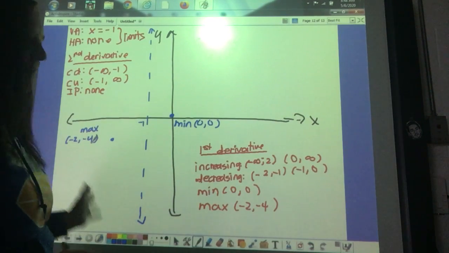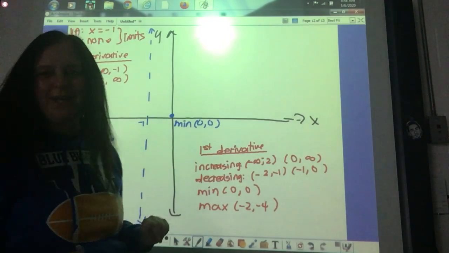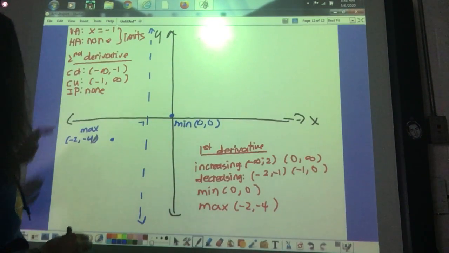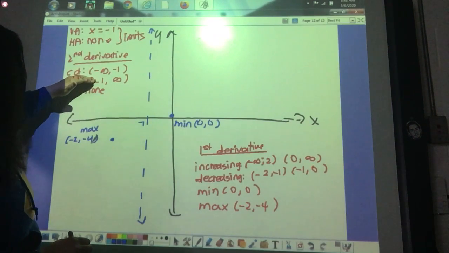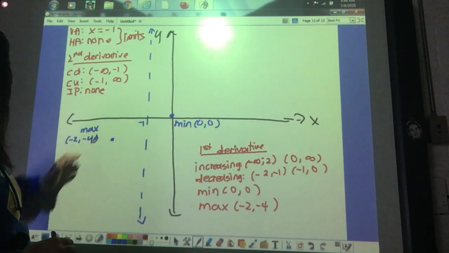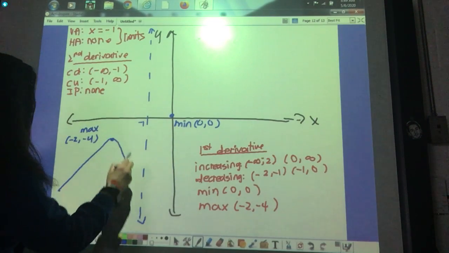Now, there's no inflection point, so we don't have to worry about plotting those. And that's really all we need for key points. We have enough information to put it together. So I'm going to start with the concave down. We know that it's concave down from -infinity to -1. So when I draw it, it's going to look like this.